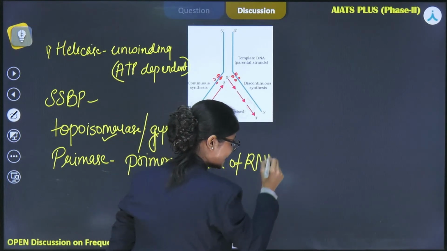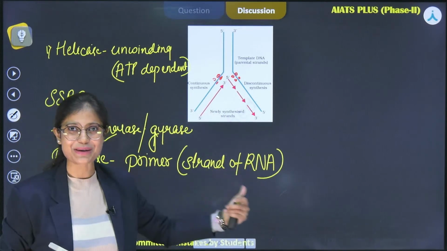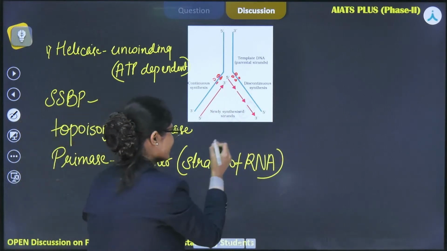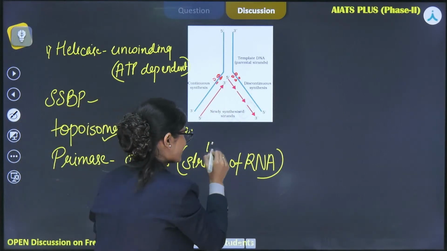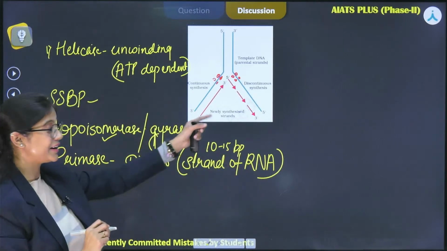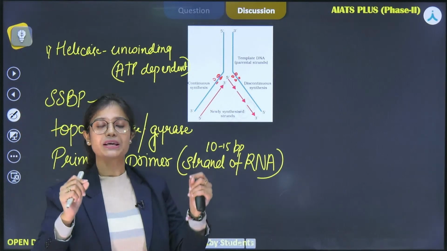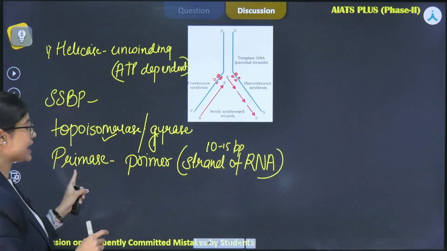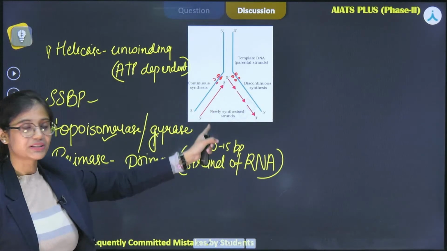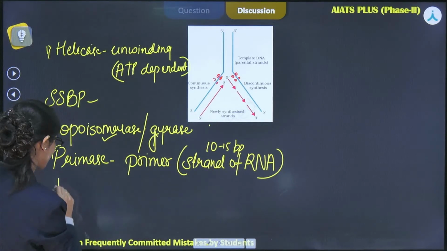Remember that in DNA, here RNA is being made to act as a primer, right? It is a very small stretch of nucleotides, generally 10 to 15 base pairs long. So to initiate the process of replication, a stepping stone is kept by the primase enzyme by putting the primer in the initiating position, and then DNA polymerase will act.